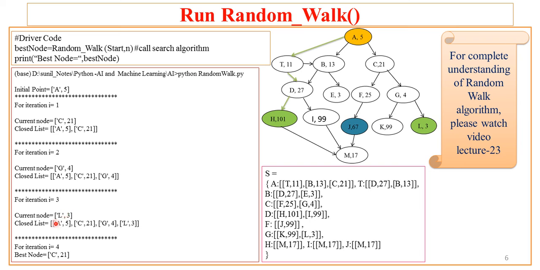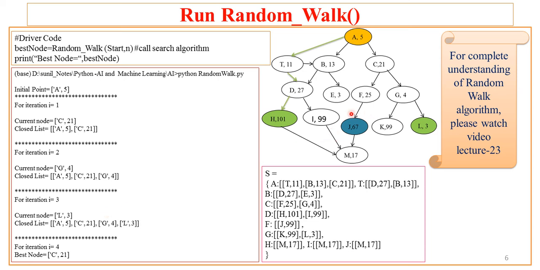Then in the next iteration, I equal to 3, it first calls the move gen function which will return K and L. Now among K and L the random function returns L. So for this particular run, L is returned, so that is the current node, and L is appended to the closed list. So the nodes visited so far are A, C, G and L, and in iteration 4, L is taken as the current node, but L doesn't have any child, so here the algorithm terminates.